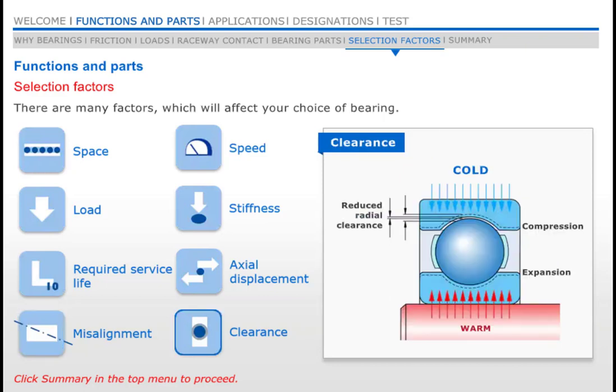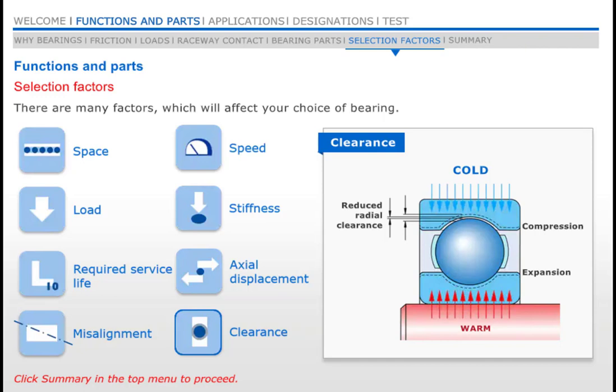The amount of initial internal radial clearance required in a bearing depends mainly on the fits and temperature gradient between the inner and outer rings of the bearing in the particular application. Operational internal radial clearance is almost always less than initial internal clearance.